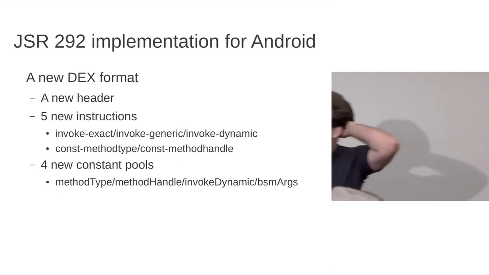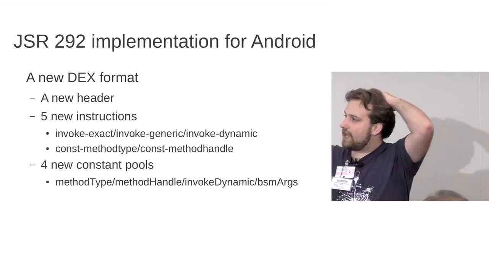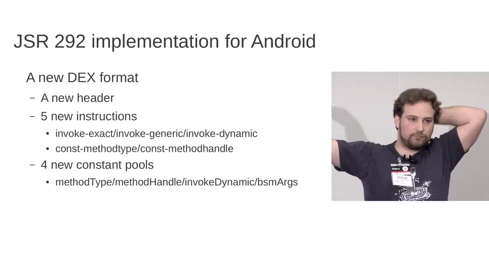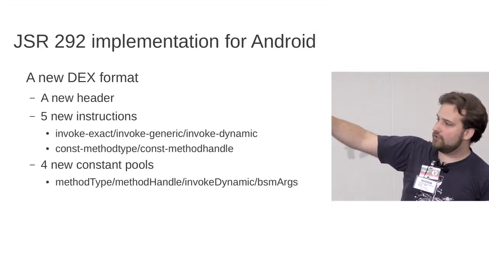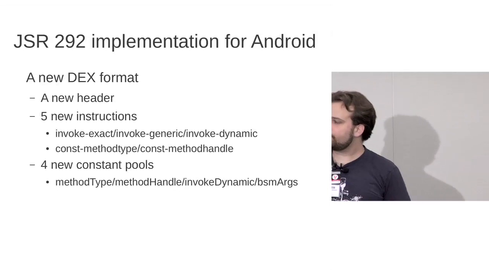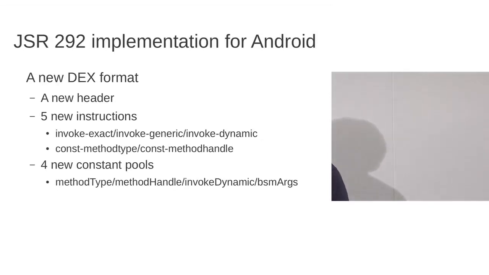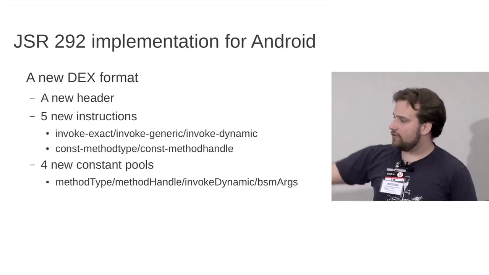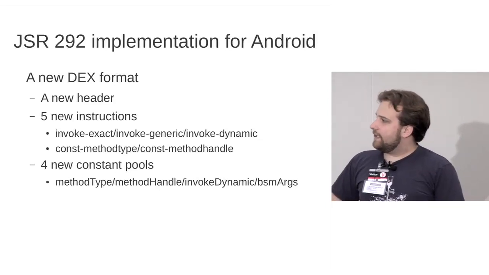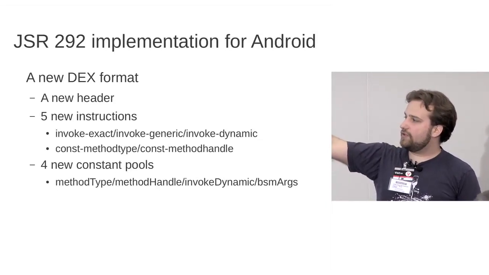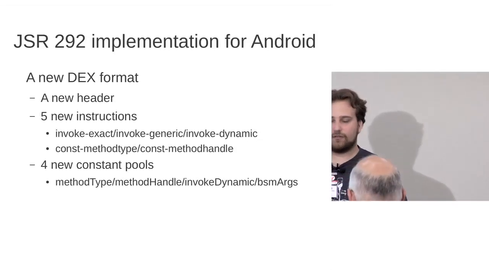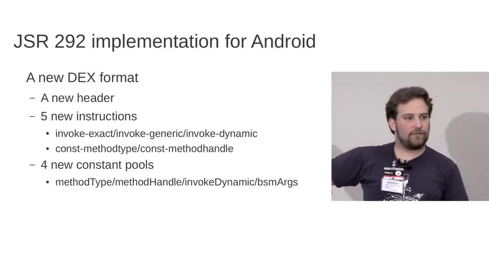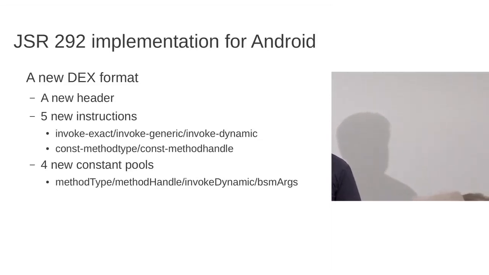So we add a new DEX format with a new header. It contains 4 new constant pools: constant pools for method type, MethodHandle, InvokeDynamic, and bootstrap method arguments. And we add 5 new instructions. We have an instruction for Invoke Exact and InvokeGeneric. We call it InvokeGeneric because Invoke already exists in the VM.